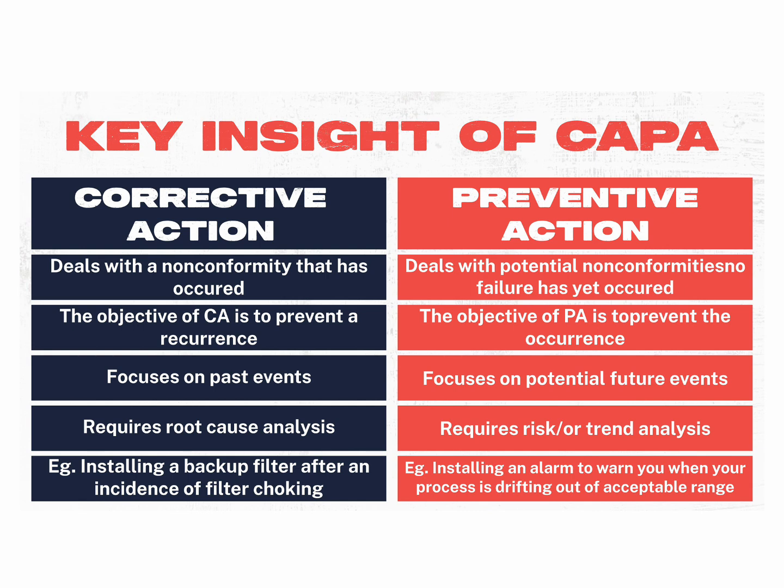And for example, installing a backup filter after an incidence of filter choking is an example of corrective action. An example of a preventive action is to install an alarm to warn you when your process is drifting out of acceptable range.